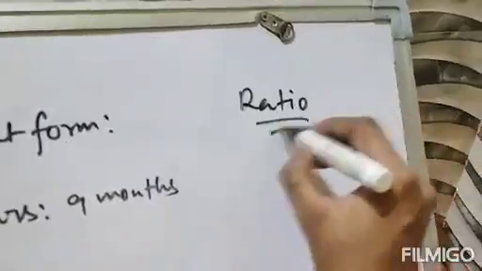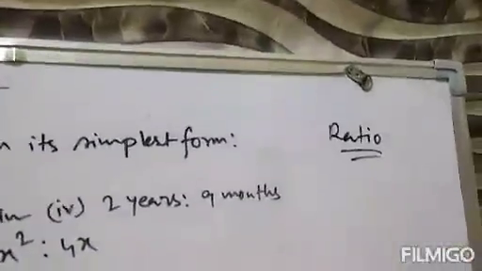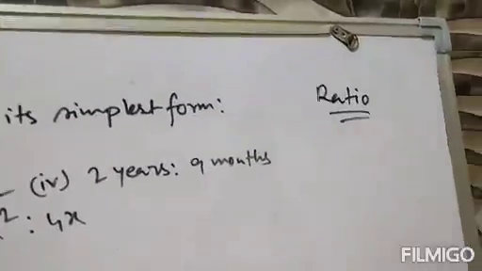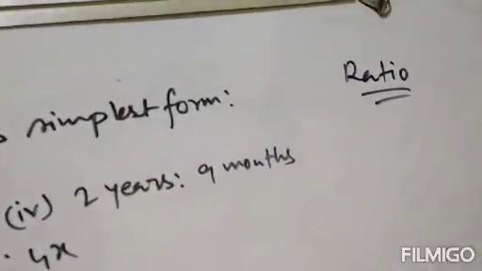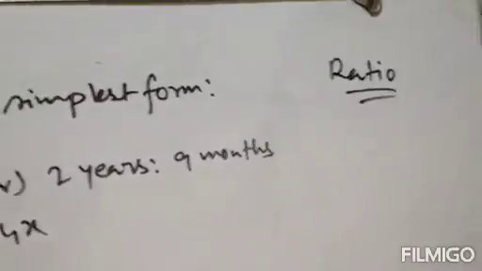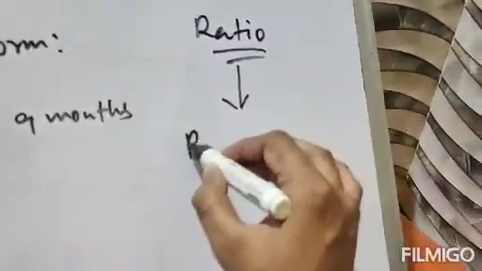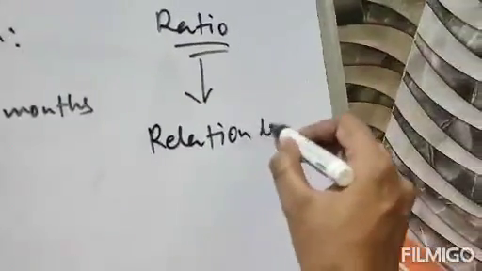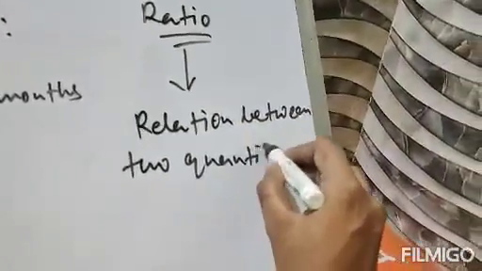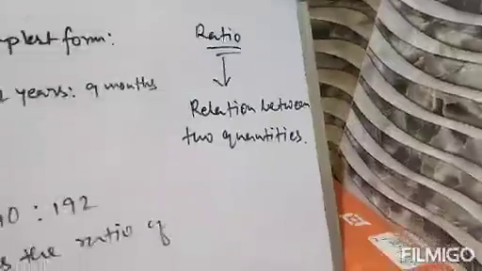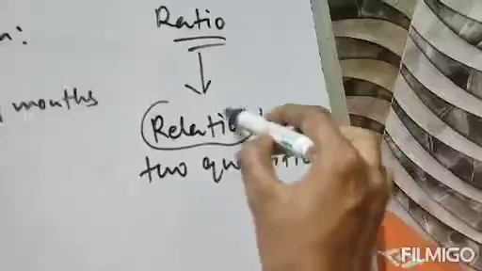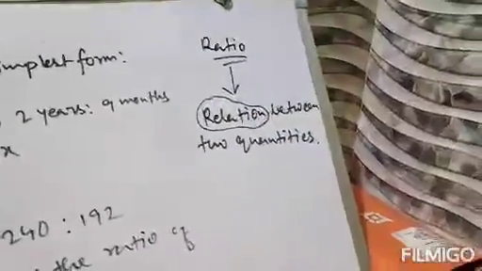What is ratio? Ratio means to compare different quantities having the same kind. That means it is just to compare. We will use this ratio concept just for comparison. Clear? Or we can also say that it is basically the relation between two quantities, two individual quantities, or simply you can write relation between two quantities. Relation means how we can compare two quantities, that is the ratio.